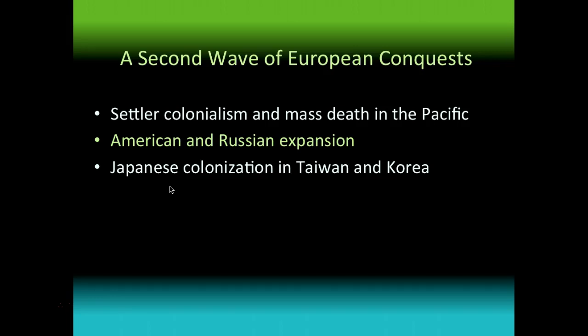In Hawaii, for example, the population was said to be about 1 million people when the British captain James Cook arrived, and within a few years only 130,000 Hawaiians remained. In America and in Russia, they expanded as well. The United States and the Russian Empire both engaged in expansion across huge stretches of the continent's land, and they displaced Native Americans and Central Asians or Siberians.